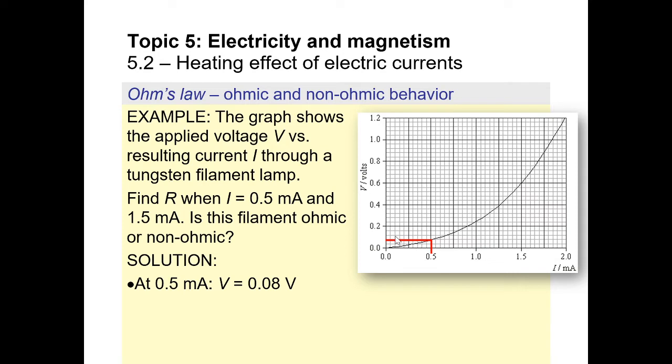20 divided by 5 is 4. So 0.2 divided by 5 is 0.04. So each one of these boxes represents 0.04. So 2 of them would be 0.08 volts.